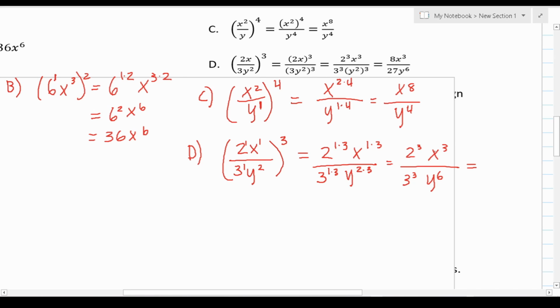This is going to be 2 to the third, which is 2 times 2 times 2, which is 8, x cubed, over 3 cubed, which is 3 times 3 times 3, which is 27, y to the sixth. Okay, that's that one.